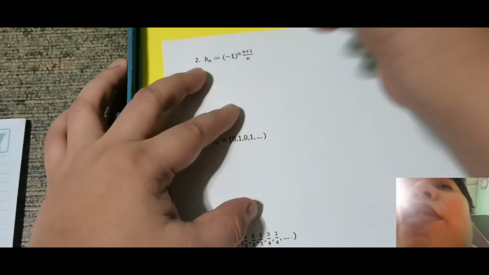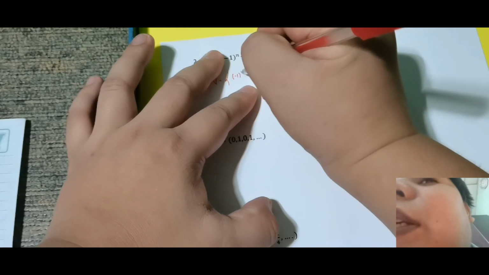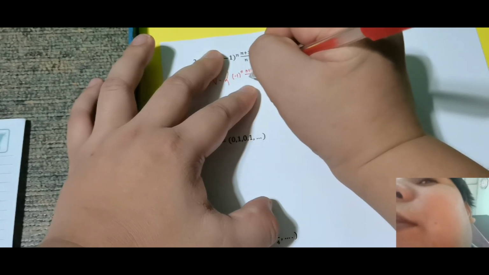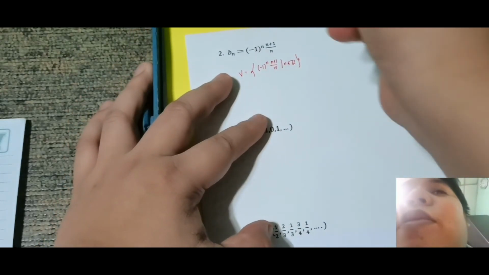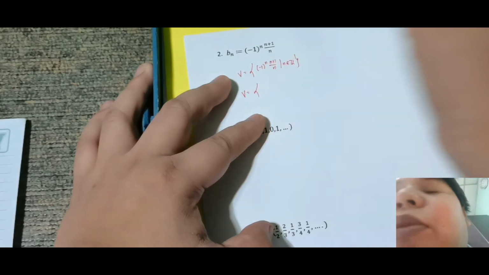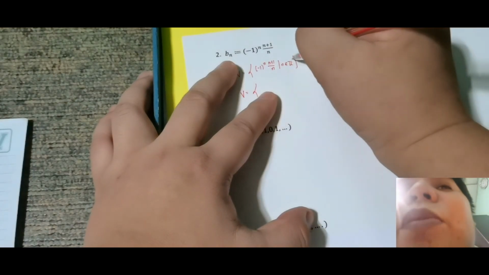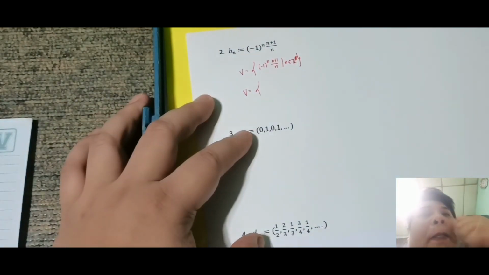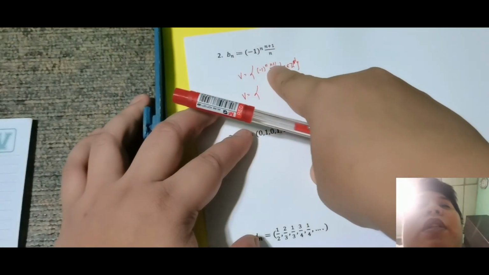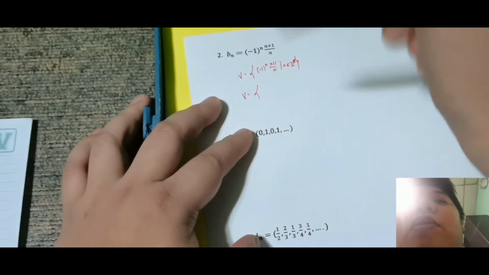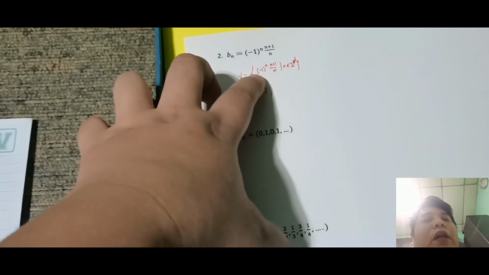Let me try. Let's write the set B. B is defined to be the set containing negative 1 raised to n times n plus 1 over n such that n is an element of integers. For n equal to 0, it is not allowed, it cannot be 0. For n equal to 1, that is negative 1 times 1 plus 1 over 1, that is 2, so negative 2.